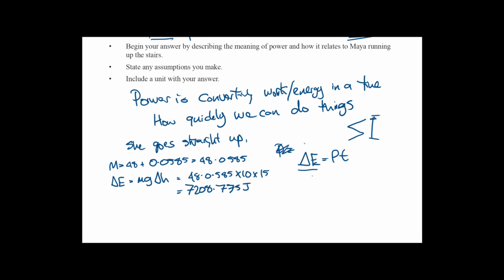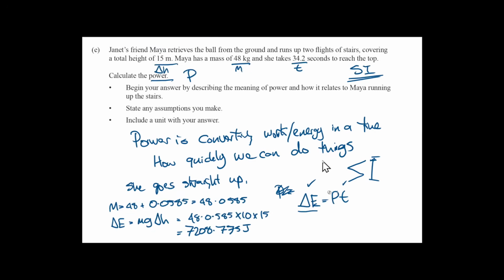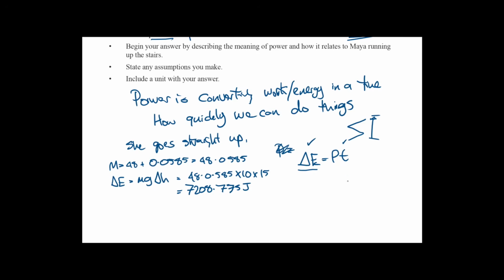Are we done? No. All we've done is we've got that. We've got time that's 34.2 seconds. Now we need to find power. So using this formula here now, 7,208.775 is going to be equal to the power times 34.2 seconds. So therefore, our algebra comes into play now.